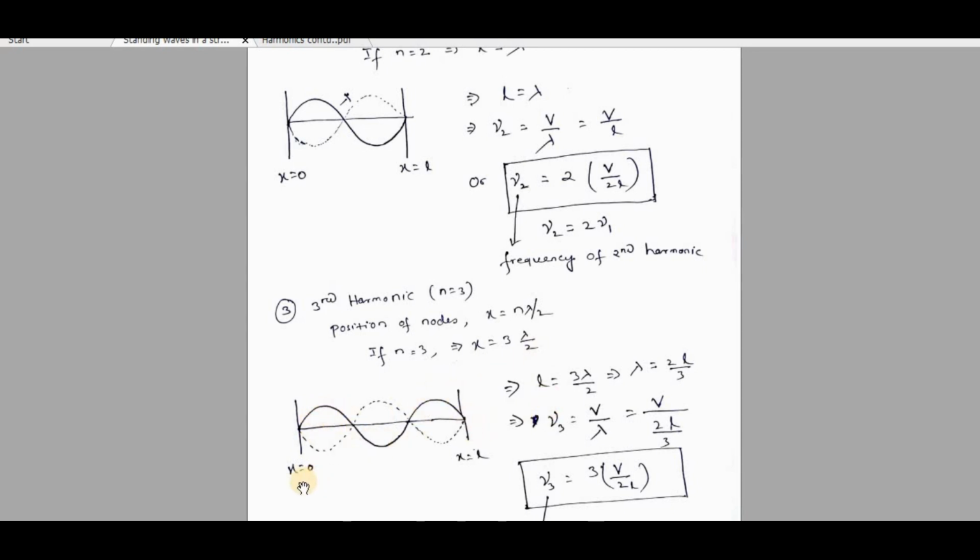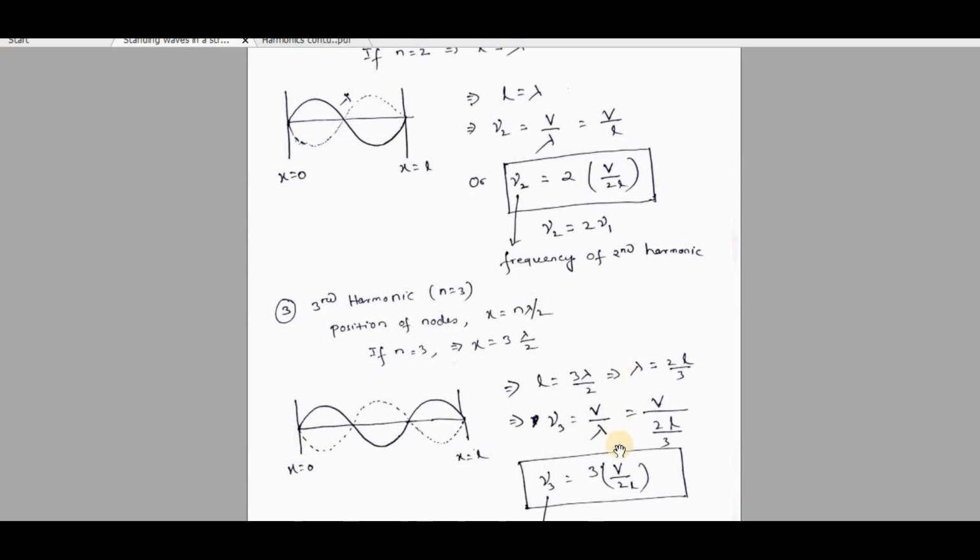That means the entire length of the string is divided into 3 times lambda by 2. You can see this is one complete lambda and this is lambda by 2. So from here to here it is lambda, and from here to here it is lambda by 2. That means lambda plus lambda by 2 is 3 lambda by 2. So from here we get lambda is equal to 2L by 3.